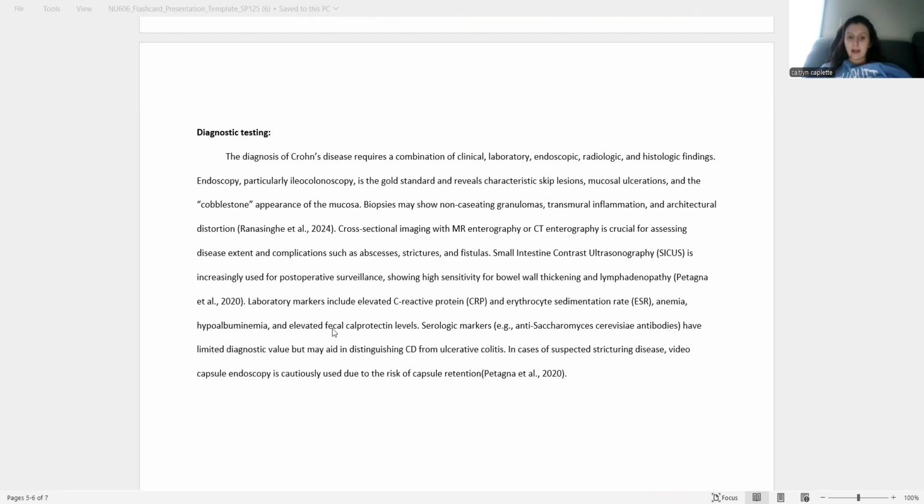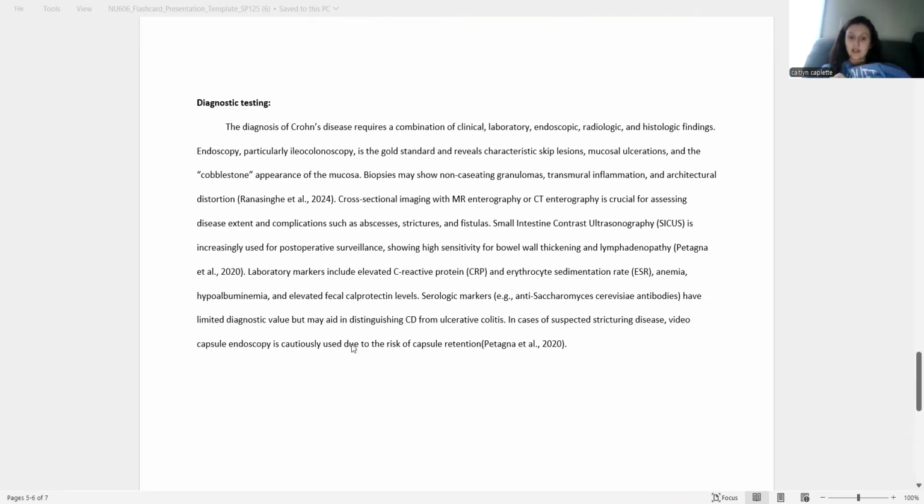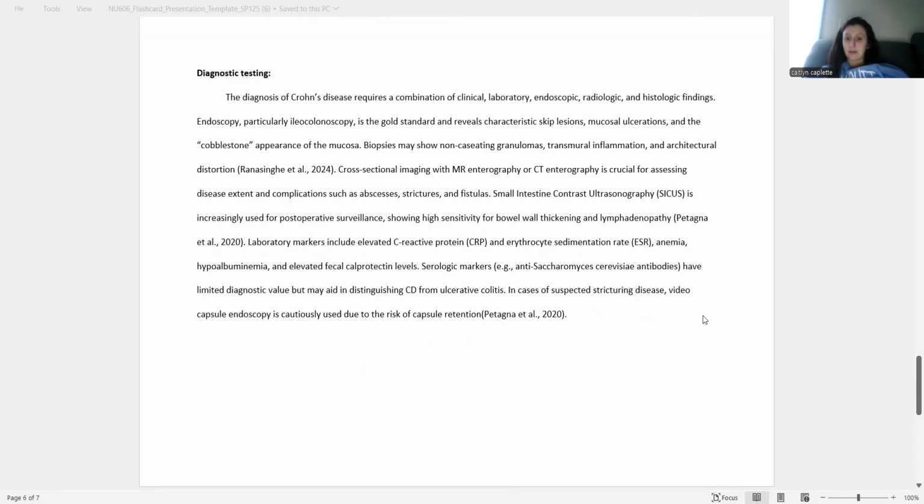hypoalbuminemia, and elevated fecal calprotectin levels, as well as serological markers, have limited diagnostic value, but may aid in distinguishing Crohn's disease from a similar disease, ulcerative colitis. In cases of suspected stricturing disease, video capsule endoscopy is cautiously used, but can be used, and that's due to the risk of capsule retention.